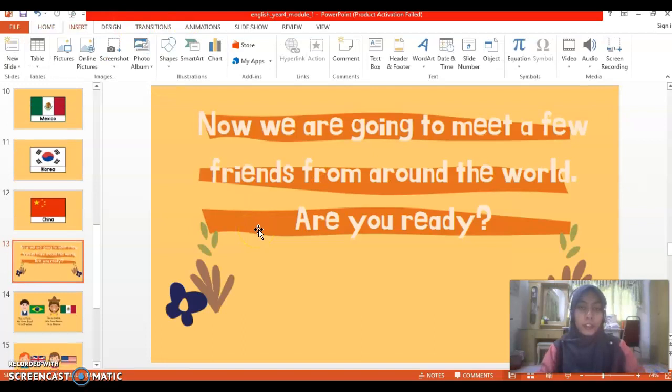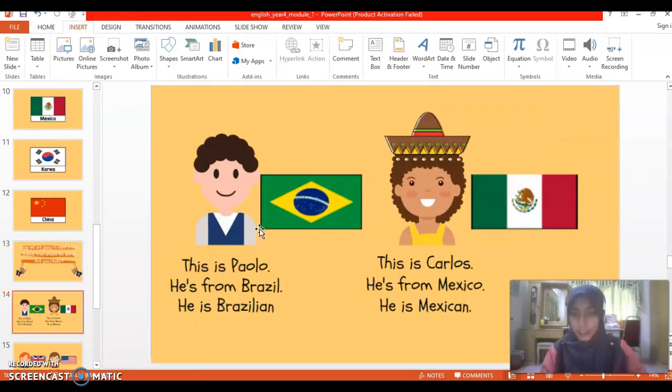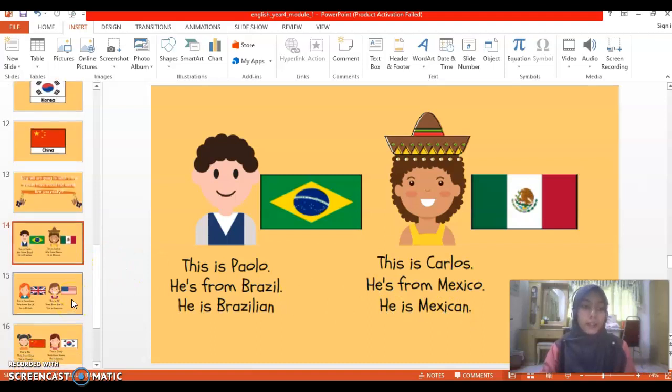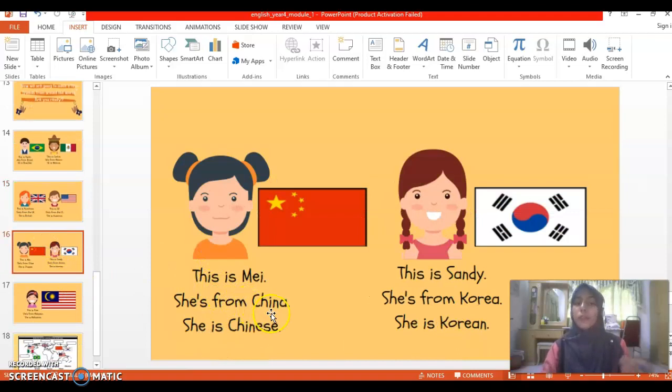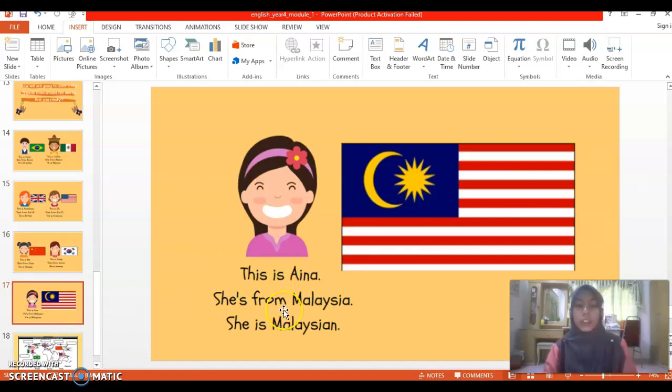And then we also has looked about their nationalities from each country, which is Brazil is Brazilian, Mexico is Mexican, which is their nationality, iaitu kewarganegaraan dia lah. Kalau macam Malaysia, kita panggil warga negara Malaysia. Okay, and then you can see if she from UK, so the nationality is British. If she come from US, so she is American. And then for me, she is from China, then she is Chinese. Sandy is from Korea, then she is Korean. And the last one, Aina is from Malaysia, and she is Malaysian, like teacher and you also.